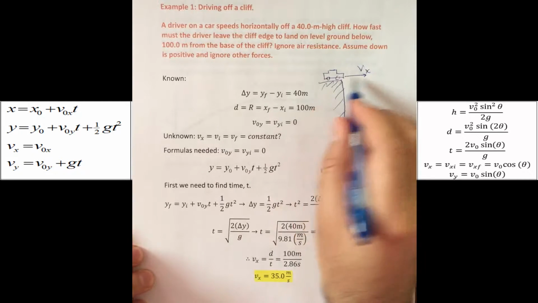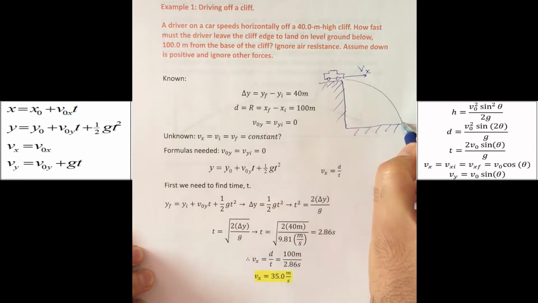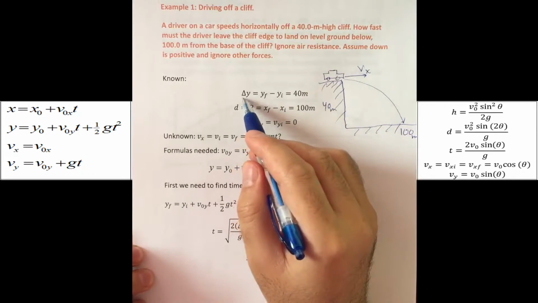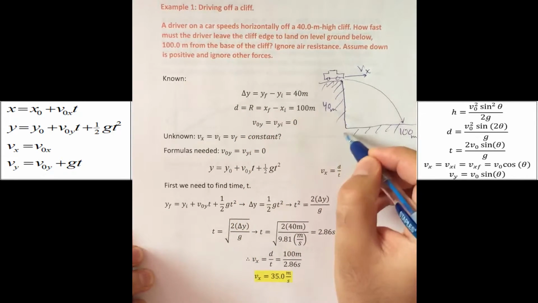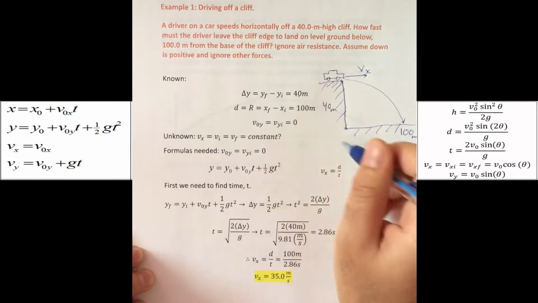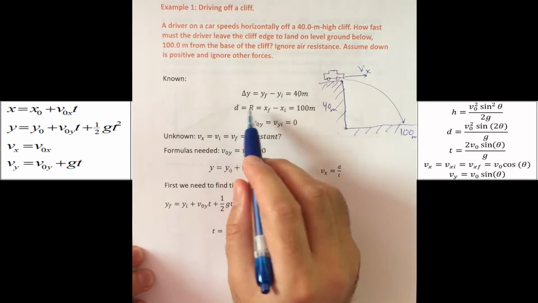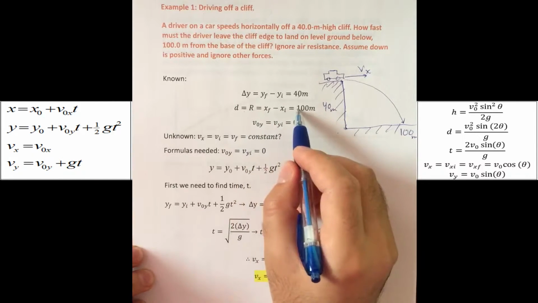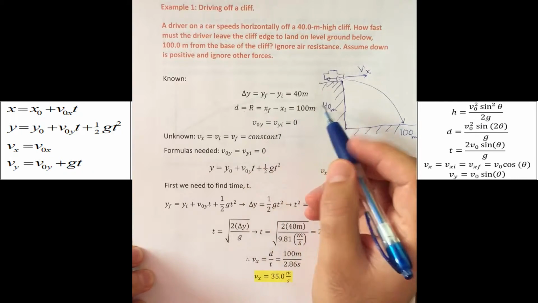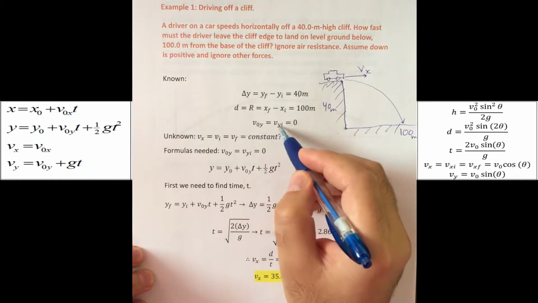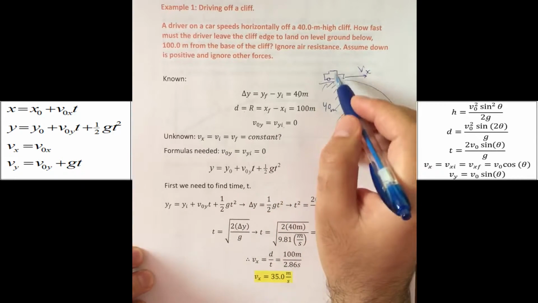It just goes horizontally and lands somewhere here, and we want it to land 100 meters away, and this cliff is 40 meters high. So delta y, the distance from here to the base, is equal to 40. Y initial is 0, we take down as positive, and y final is 40. Now d, or the range, we are already given: xf minus x initial is 100 meters. And as I said before, Vy initial is equal to 0, so there is no y here.